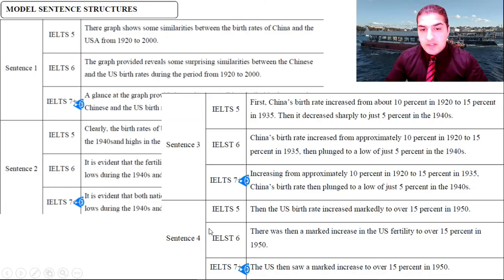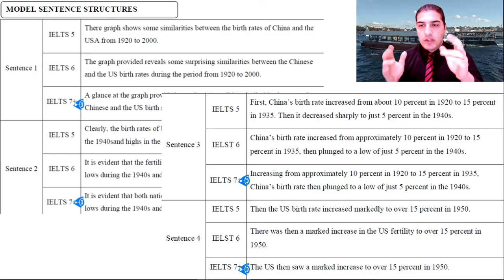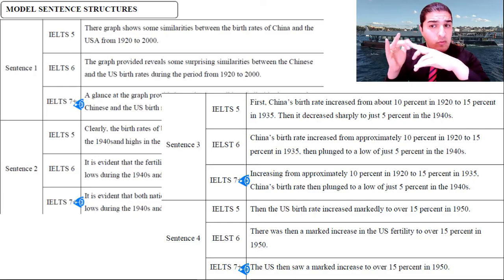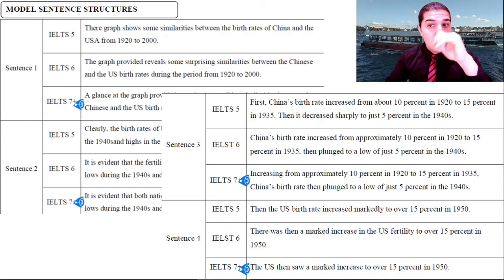Good. Now, sentence 4. Then the US birth rate increased markedly to over 15% in 1950. Then there was a marked increase in the US fertility to over 15% in 1950. The US then saw a marked increase to over 15% in 1950. Why is this one better? Because it's not wordy. Too many words are used to imply a simple event. So that has to be avoided. It shouldn't be wordy. The words should be diverse. The vocabulary should be advanced. These are the things that you should take into consideration while you're writing this.